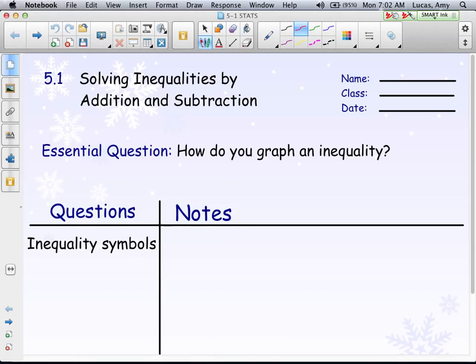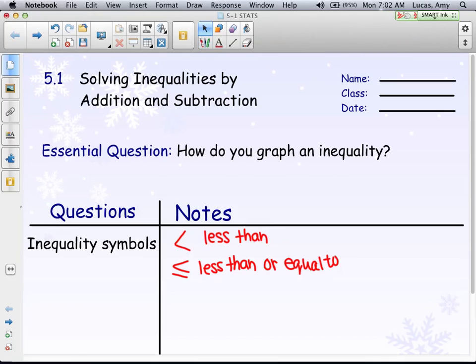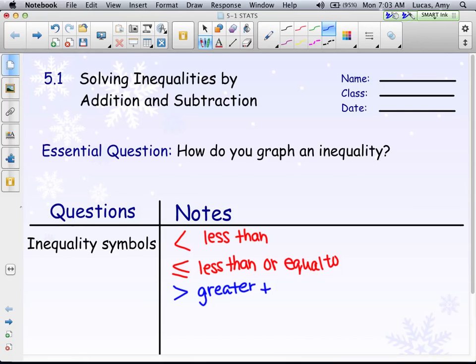We have our less than symbol, kind of looks like an L, like your left hand gives you your less than symbol. And of course, our less than or equal to, which means that it may be less than or it may be equal to. And then we have our greater than symbols, greater than, and greater than or equal to.